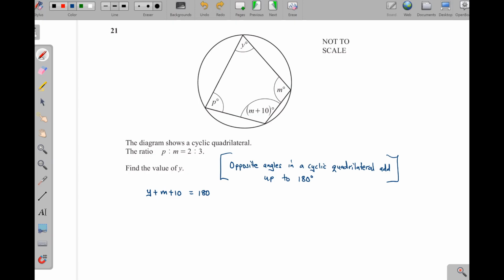Then we also have p plus m, which is equal to 180, because when you add these ones, you get 180.